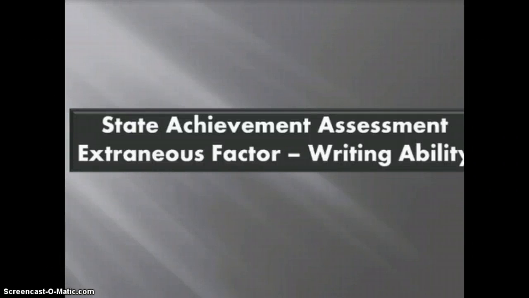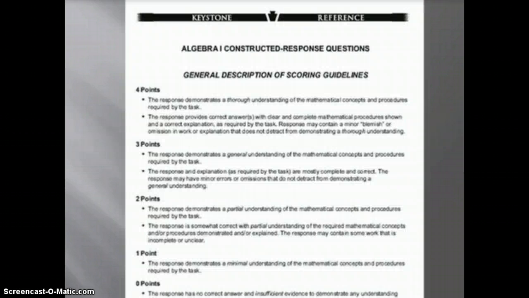Writing ability becomes another extraneous factor, and not in the way that one would normally think. This is from the Pennsylvania Keystone exams, but this type of constructed response assessment is now being used in math assessments in both the Common Core consortiums and in state assessments that are implementing Common Core. And the way that it works, you see here, there's a general description of scoring guidelines. The student can get anywhere from 4 points to 0 points.